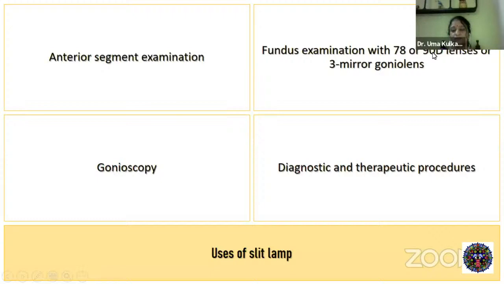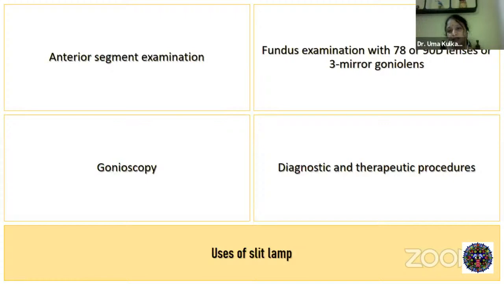And these 78D and 90D lenses are kept as close to the eye as possible, around 5 to 10 millimeters from the eye, very close to the eye. It's held with the fingers, the forefinger and the thumb, close to the eye. And the slit lamp is moved front and back in order to get a good view of the fundus.